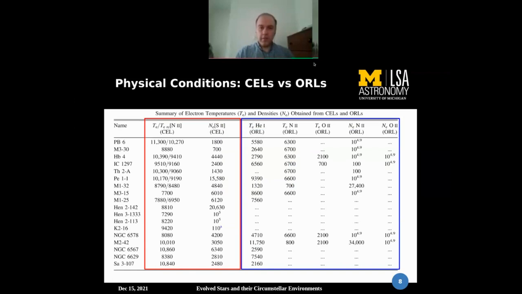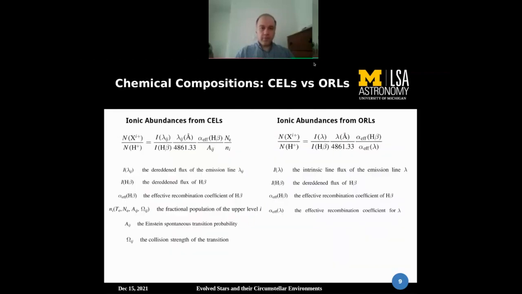And here is a summary of physical conditions. This self-consistent plasma diagnostic of heavy element optical recombination lines of nitrogen 2 and oxygen 2 shows there is a small fraction of cool and dense material in some objects. The other thing I obtained is the ionic abundances from collisionally excited lines, using the collision strengths and transition probabilities, and also the ionic abundances from optical recombination lines using the effective recombination coefficients.